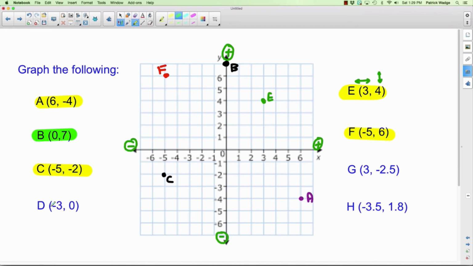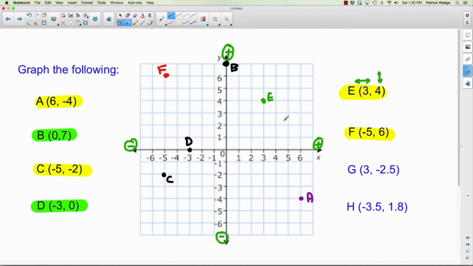How about D, negative 3, 0? Well, this time the first number is negative 3, so you're going to move in the negative direction. 1, 2, 3. And how much do you go up or down? 0. You don't go up or down at all. So you just stay there. When you get to negative 3, you just stay there. So there is point D.